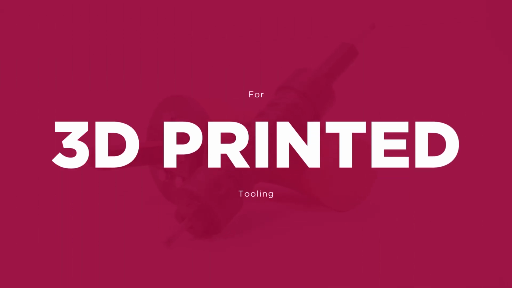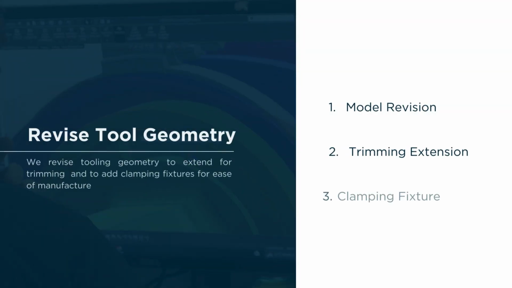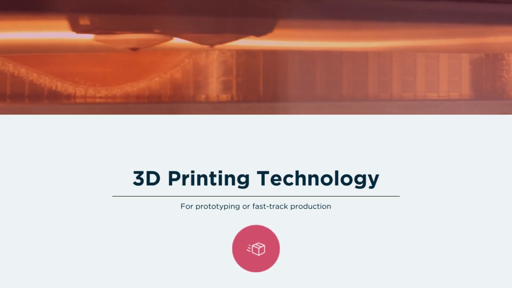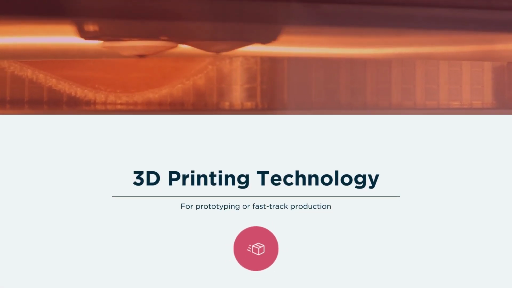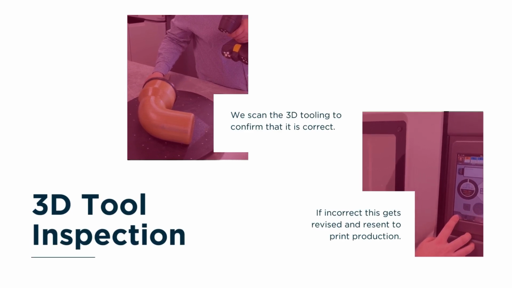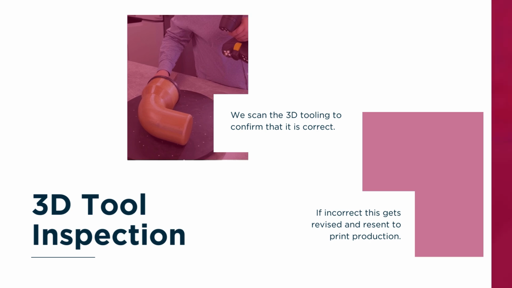For 3D printed tooling, we revise tooling geometry to extend for trimming and to add clamping fixtures for ease of manufacture. 3D printed technology is ideal for rapid prototyping or fast-track production. We scan the 3D tooling to confirm that it is correct. If incorrect, this gets revised and resent to print production.